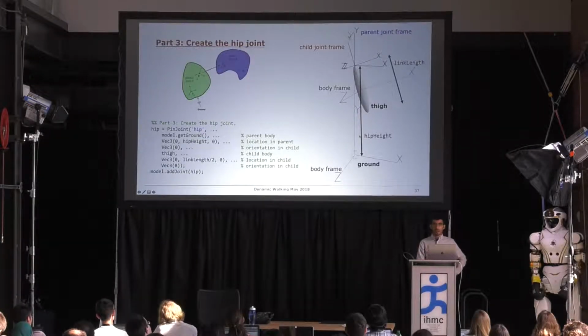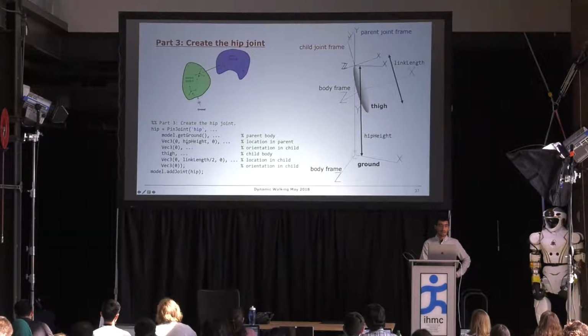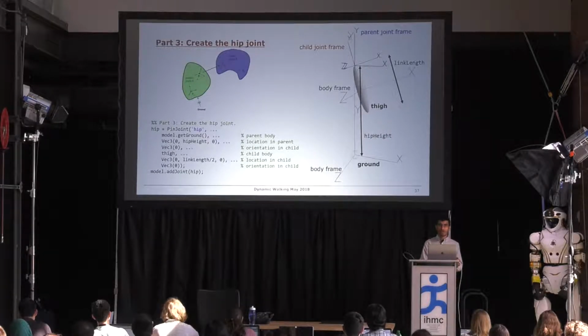So in code, this looks like the following, where you can construct a pin joint object. The first argument is the name for the joint, so hip as a string. Then we specify the parent body, then the location of the parent joint frame, so this blue frame expressed in this gray frame here. That's a distance hip height in the y direction expressed in the parent body frame. Then for orientation in parent, we just leave that as 0. Then we have the thigh child body, then a location of the joint in the child body, and then an orientation of the joint in the child body, which we'll leave as 0. And then once you construct the joint, you can add it to your model.